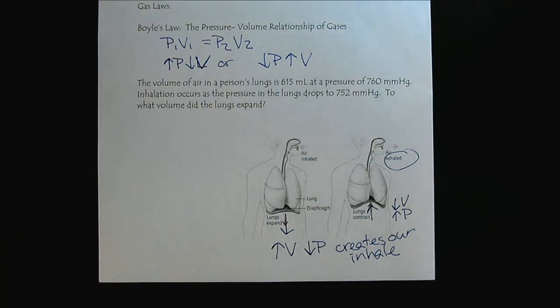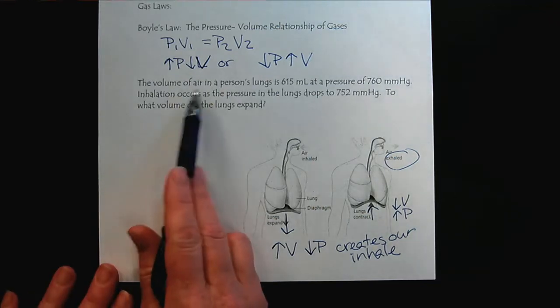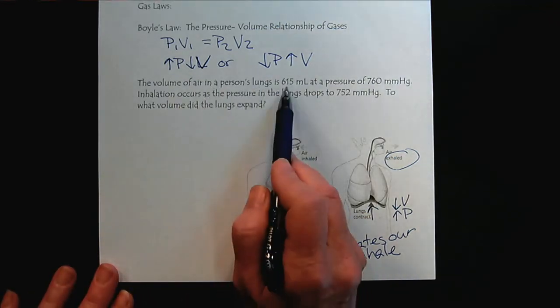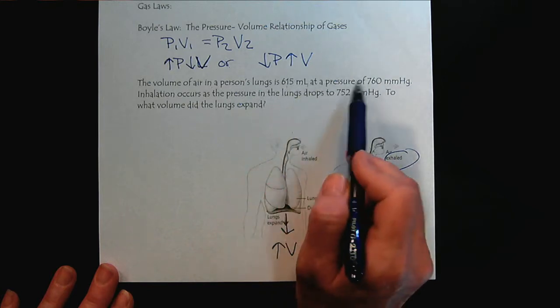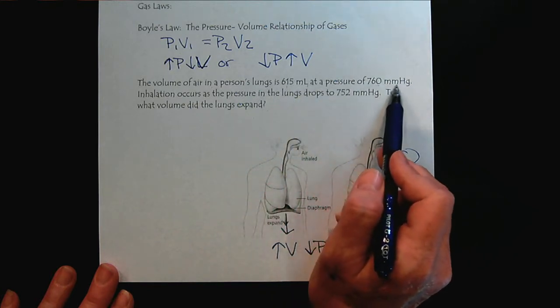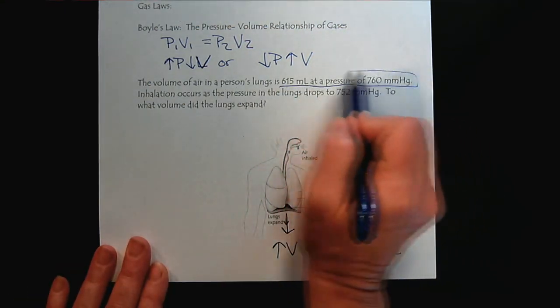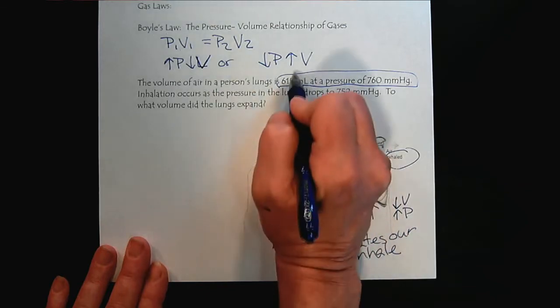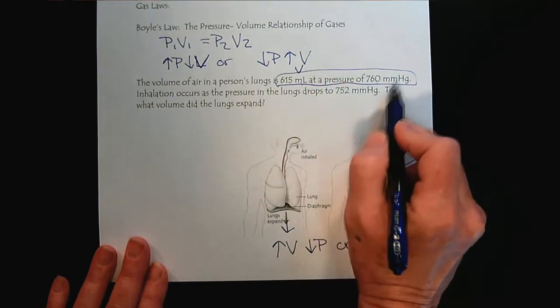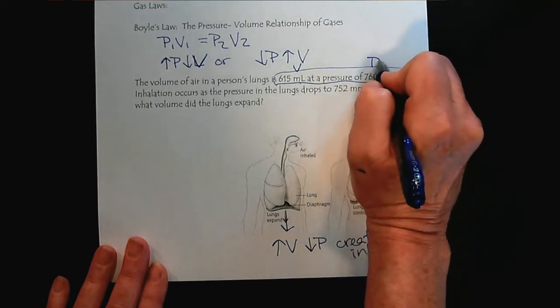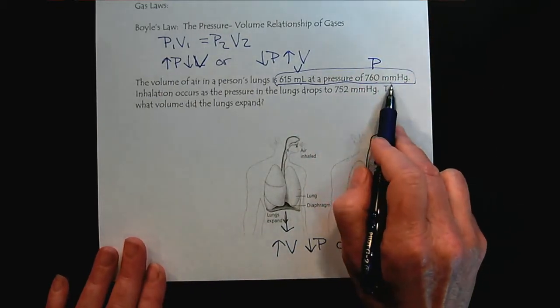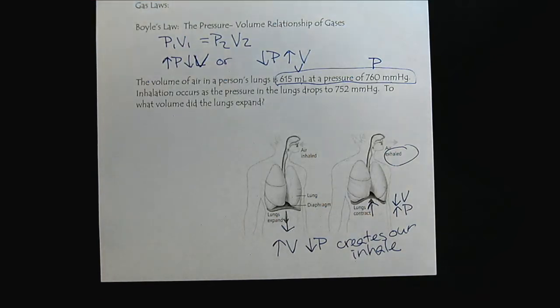So let's look at an example of how we can tie a calculation of Boyle's law into our breathing. The volume of air in a person's lungs is 615 milliliters at a pressure of 760 millimeters of mercury. We can see by the language that the milliliters tell us this is a volume, and the millimeters of mercury tell us this is a pressure. If you're uncomfortable with these pressure units, there is a video tutorial on pressure units that you can watch.